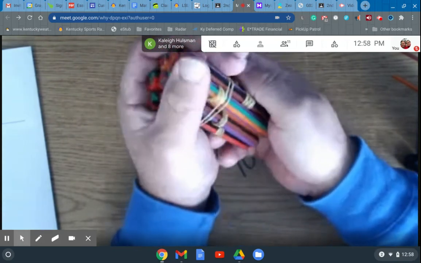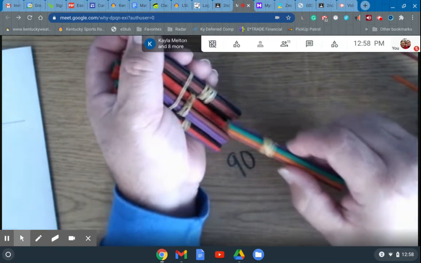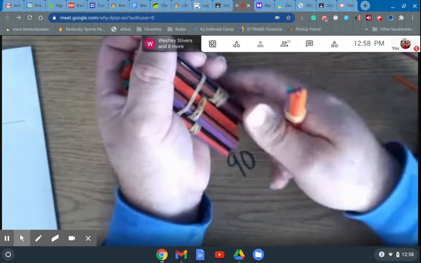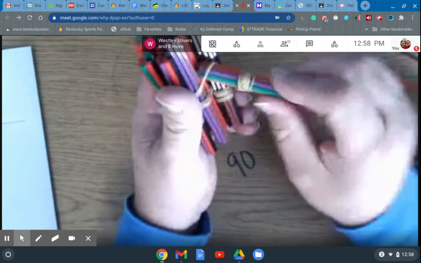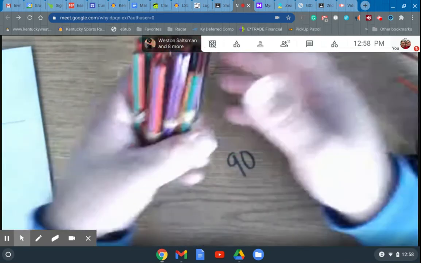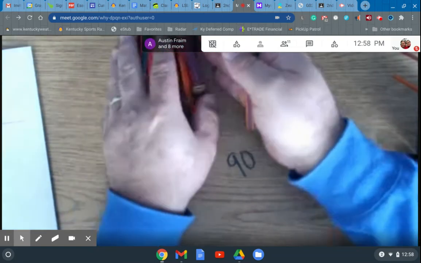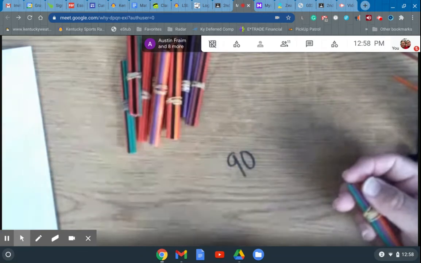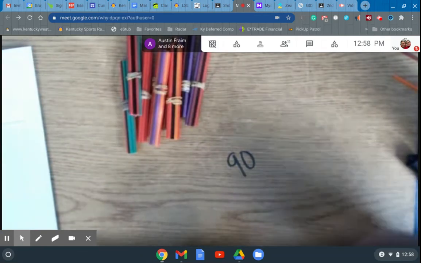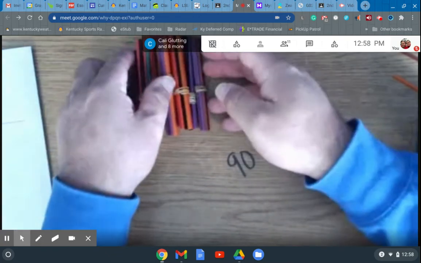The rule says I can't go in here and sneak any out unless I break the bundle. So I'm going to have to take this bundle off and break it up. And then I can take 10 away if I need to. And now I still have 90.